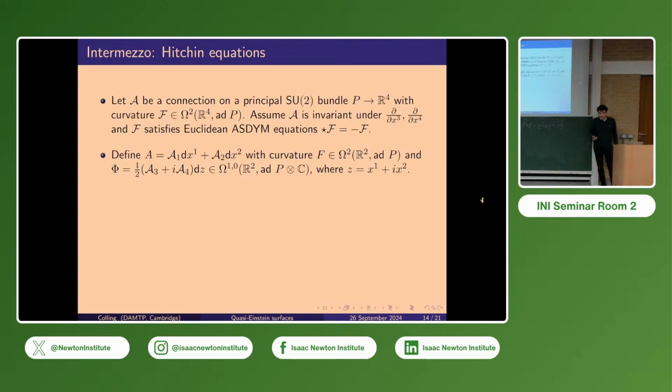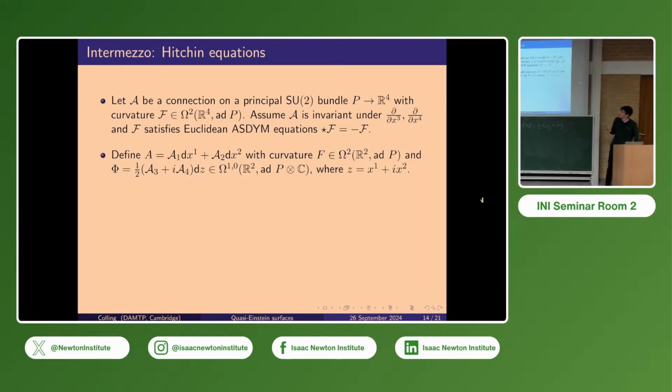And the remaining two components of the connection, we can take this complex linear combination and multiply by dz, where z is x1 plus i times x2. And then we call this phi, so this will be a (1,0)-form with values in the complexified Lie algebra. And under this residual gauge transformation, it transforms in the adjoint representation.